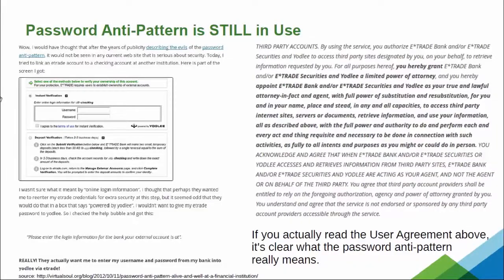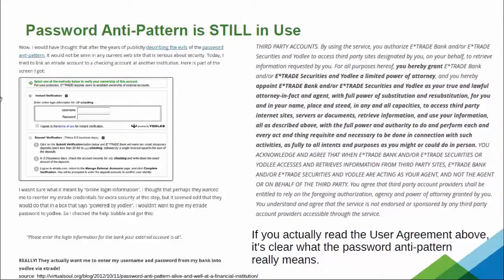And it says, please enter the login information for the bank your external account is on. So I'm logged into E-Trade. They have a deal with Yodlee, and they're asking for my username and password for my bank account. They can be me at the bank account. Exactly what Brendan was just describing. You can't delegate access on a password. That means I'm giving them my password, and they can be me. And wow, that's how passwords work.